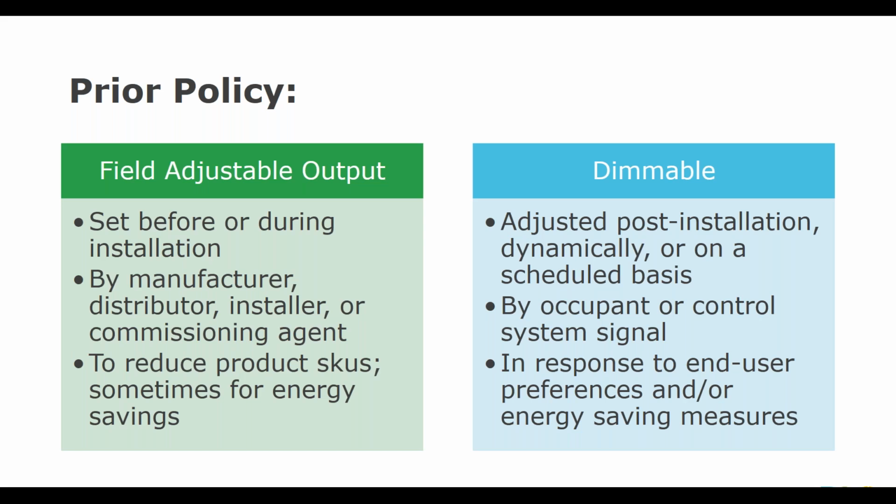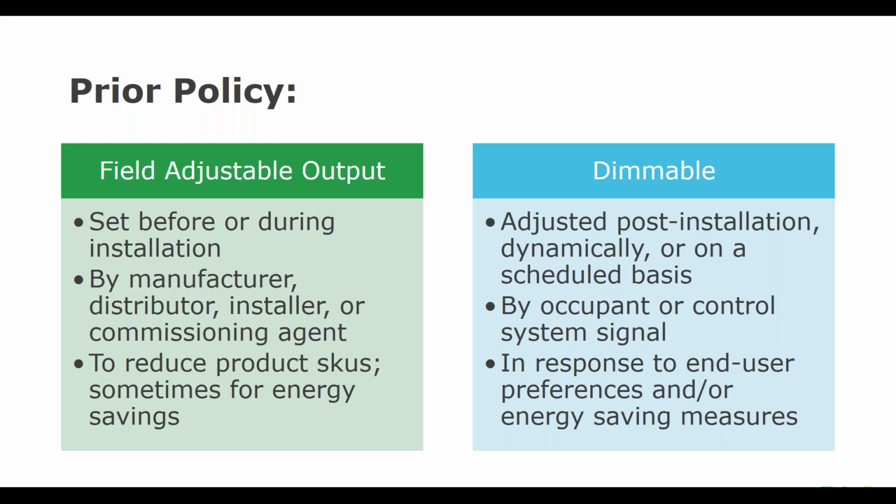So under field adjustable light output, we had defined it as being something that would be set before or during installation. So it could be via a dip switch, it could be maybe through programming of the driver, it could be something that's done through a commissioning app, and it would be done by the manufacturer, the distributor, the installer, the commissioning agent, everything before the end user gets it. And this would be a feature that's mainly done to reduce product SKUs, sometimes as maybe a high-end trim type feature.